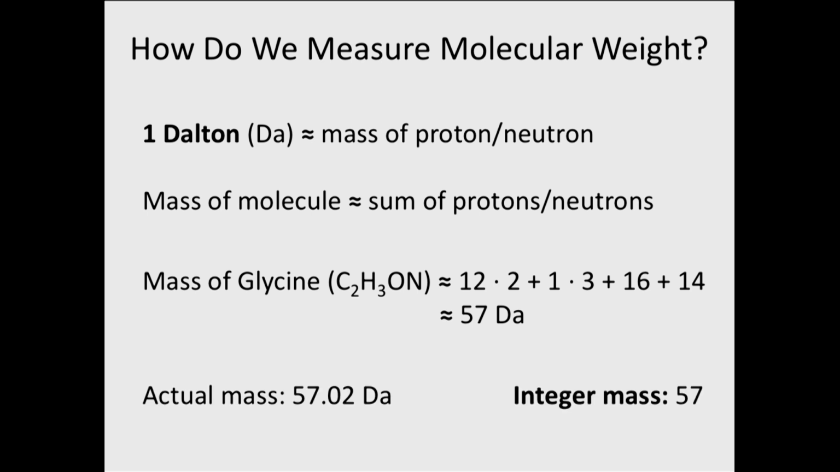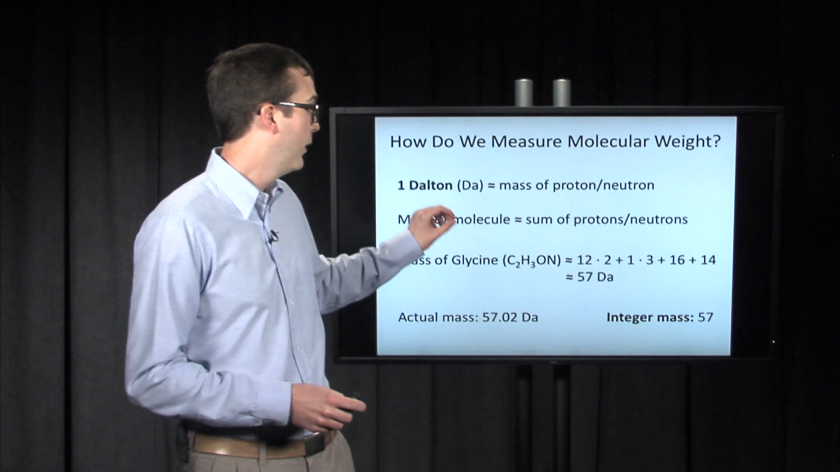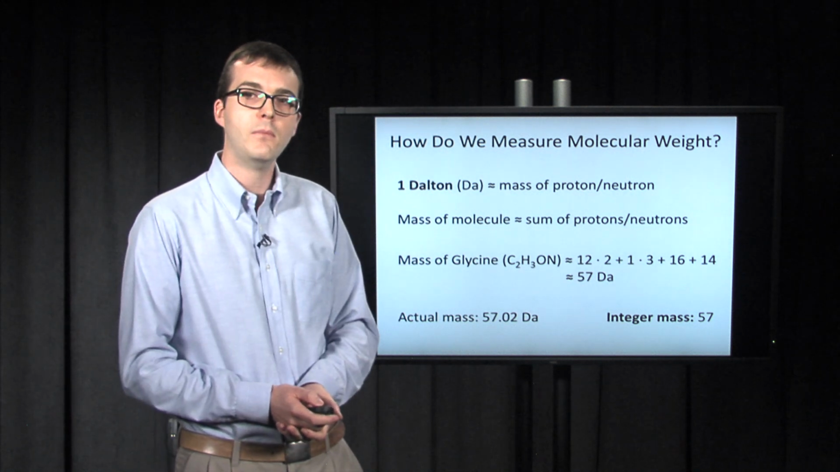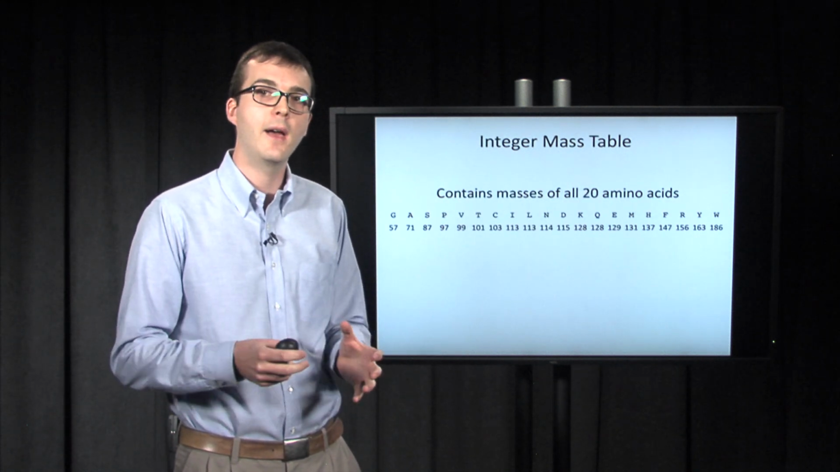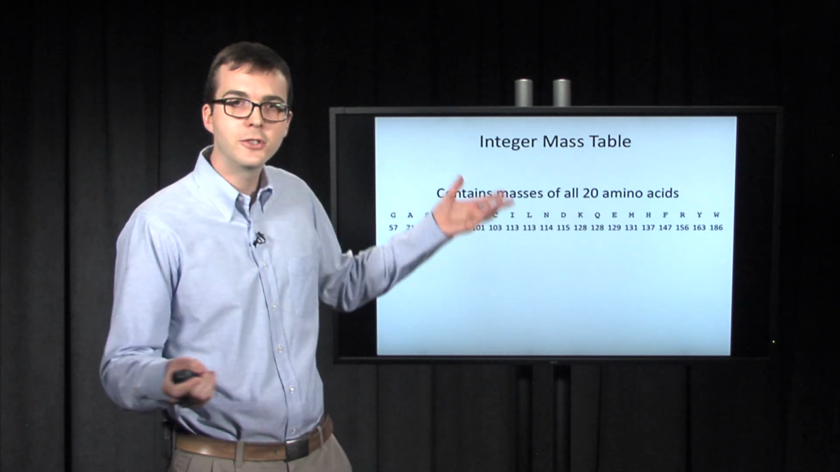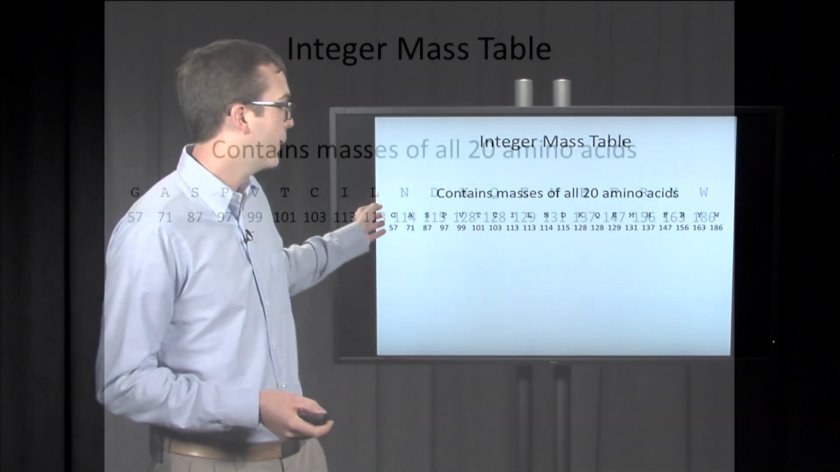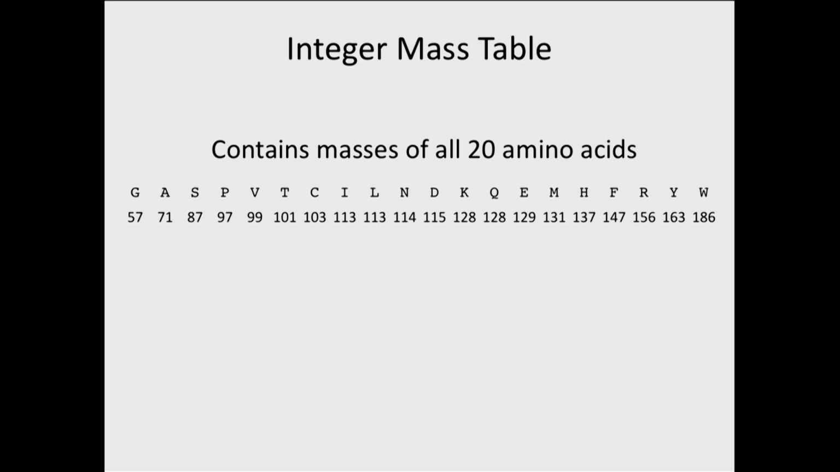The actual mass is 57.02 Daltons, and that requires a more technical, precise definition of what a Dalton is. But we're going to use this rounded off approximation to an integer, and we're going to refer to this as the integer mass of glycine. So we can compute the integer mass of each amino acid that we have, and this gives us what we call the integer mass table. You'll notice we have the 20 amino acid masses beneath the 1-letter abbreviation of each amino acid.